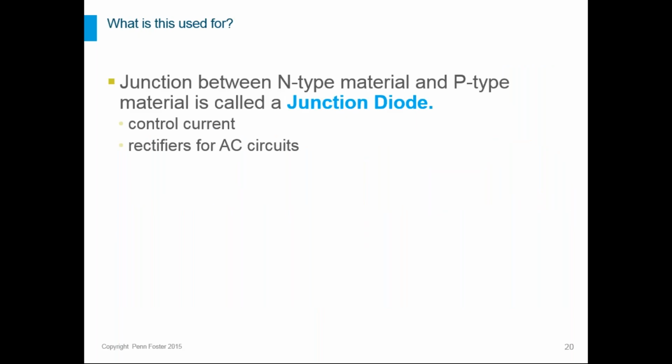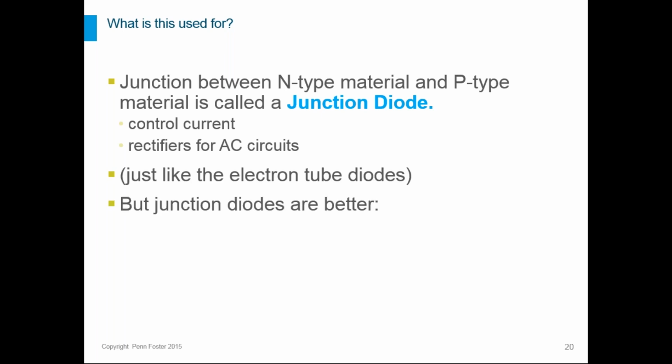Okay, because the junction between an N-type and P-type material only lets the current flow one way, this is called a junction diode. Junction diodes are used to control current and act as rectifiers for AC circuits, just like the electron tube diodes that we discussed in the last section. But junction diodes are better than electron tube diodes. They are smaller, more rugged, more durable, and sometimes more efficient.